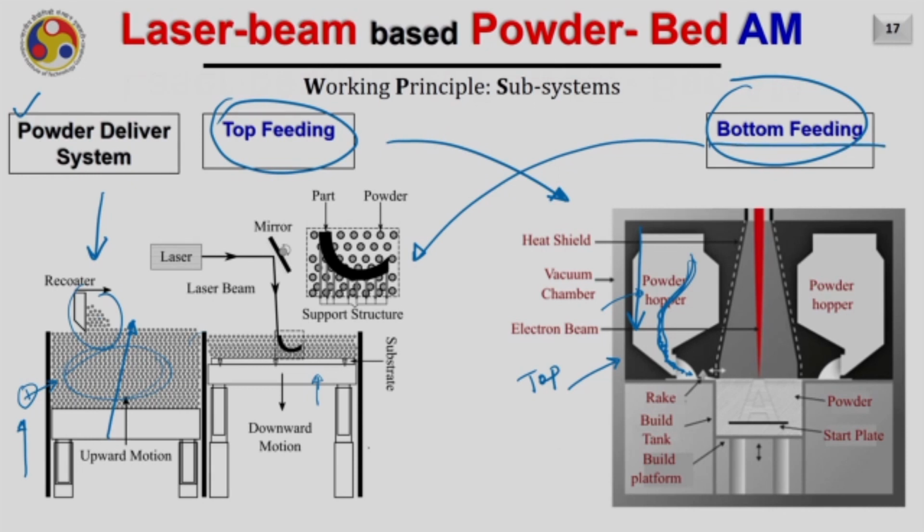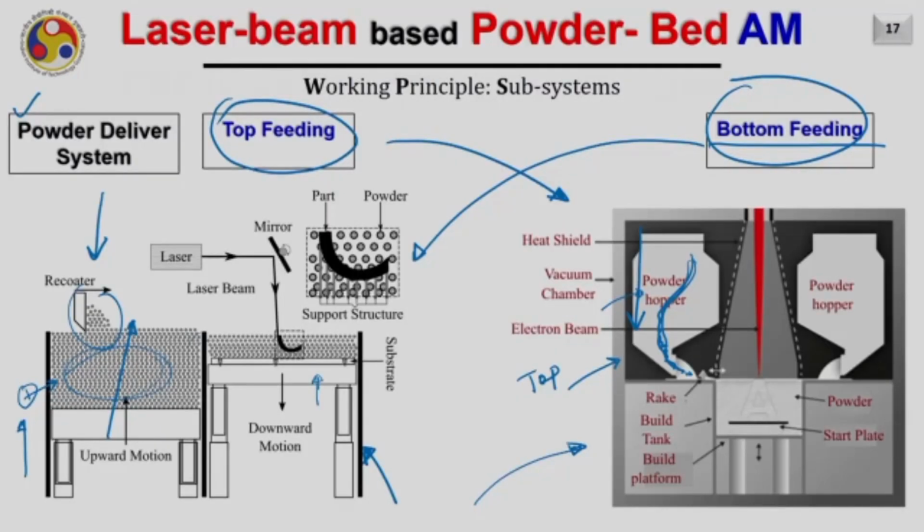Such systems are still much more popular in laser beam based powder bed additive manufacturing as compared to top feeding systems. A few commercial systems like SLM use the top feeding system, while the top feeding system is also popular in the machines of RCAM, where instead of a laser, an electron beam is used as the energy source. Other than that, most of the commercially available laser beam based powder bed additive manufacturing systems utilize the bottom feeding powder delivery system to deliver the powder towards the recoating system.